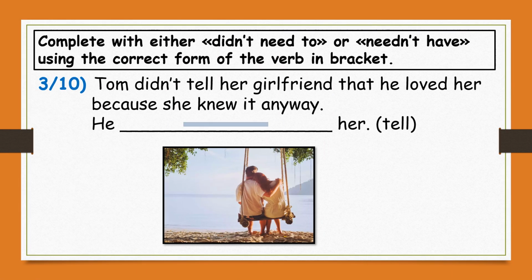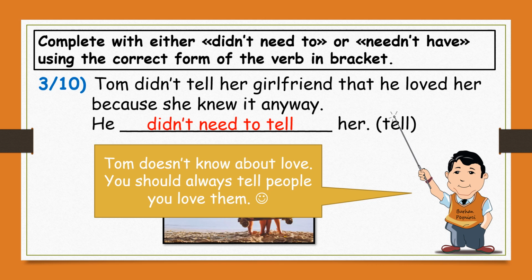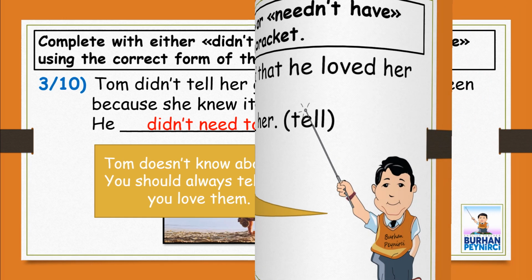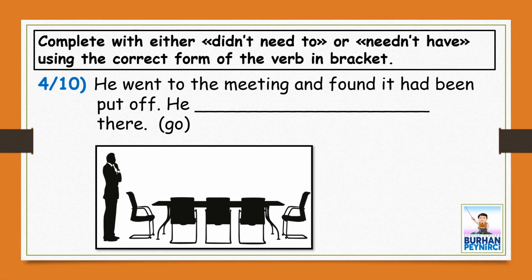Question number 3. Tom didn't tell his girlfriend that he loved her, because she knew it anyway. He didn't need to tell her. Tom doesn't know about love. You should always tell people you love them. Question number 4.